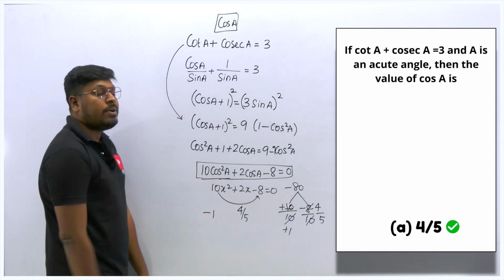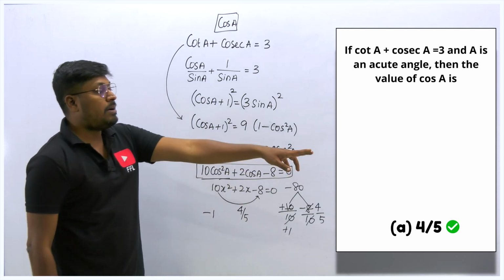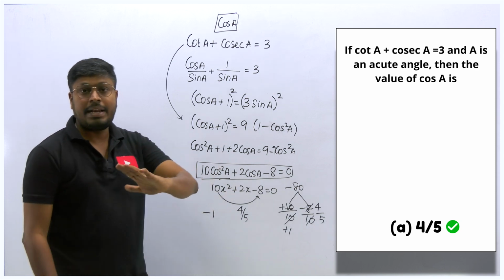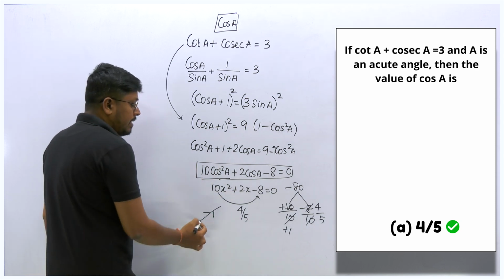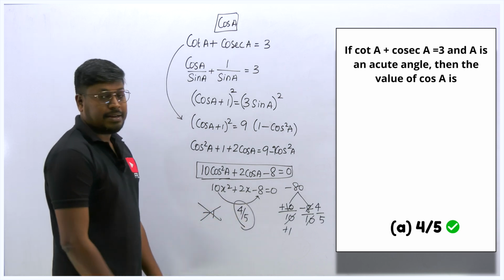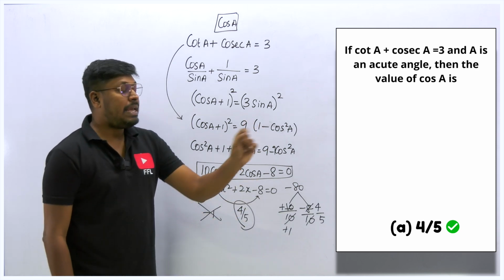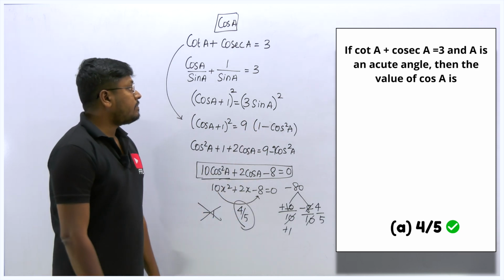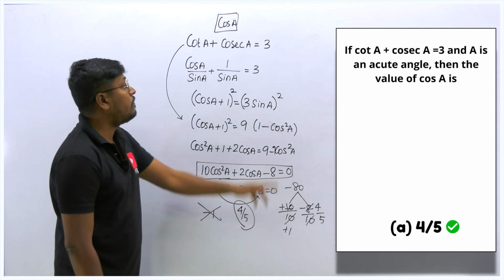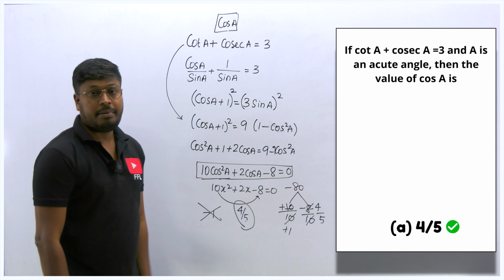And just now in the starting of the video I have told you, right? In this trigonometry question they have given A is an acute angle. If A is an acute angle, definitely this will not be in terms of minus, will not be the value. Always consider the positive value. So that's the reason they have given A is an acute angle, right? So answer for this question is 4 by 5. The value of cos A is equals to 4 by 5.